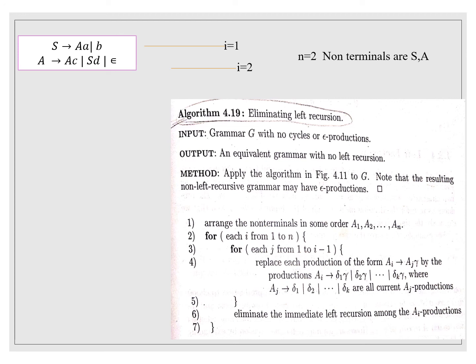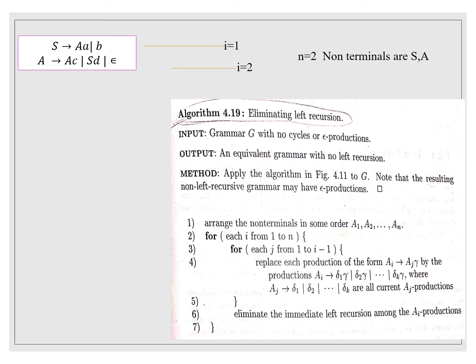Now let us consider steps 2 to 7. If we apply this, in the previous slide we got something like the modified grammar, right? So these are steps 2 to 7, okay? After applying steps 2 to 7, we'll get the modified grammar. So now let us consider step 2: i is equal to 1 to n.